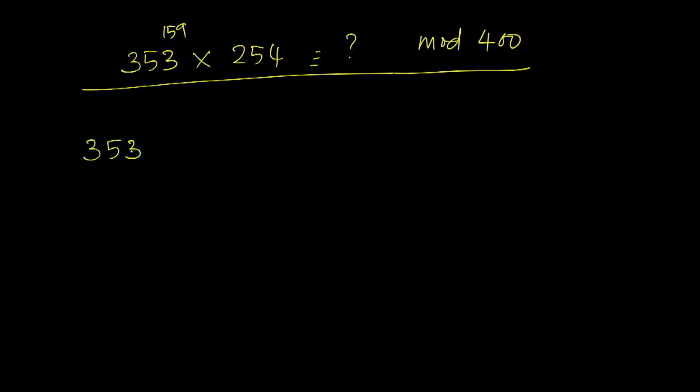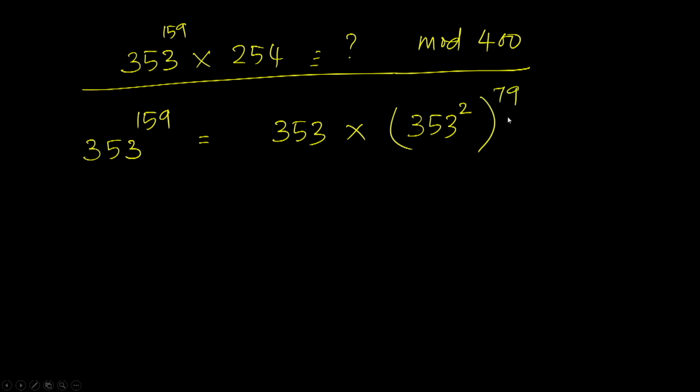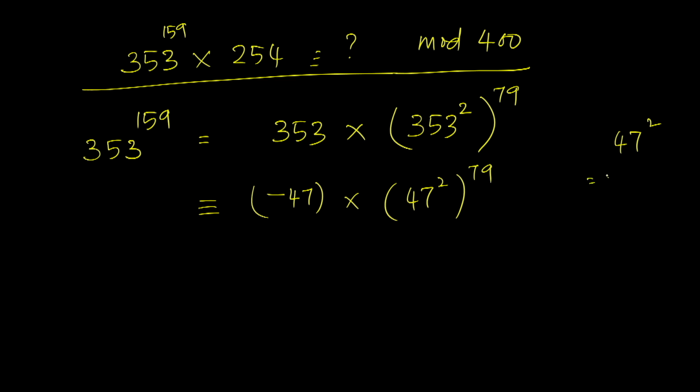First, let us calculate 353 power 159. This can be written as 353 times 353 squared power 79. But this modulo 400 can be written as minus 47 into 47 squared power 79. But 47 squared, as you can verify, is 2209. Therefore, 47 squared is 209 modulo 400.